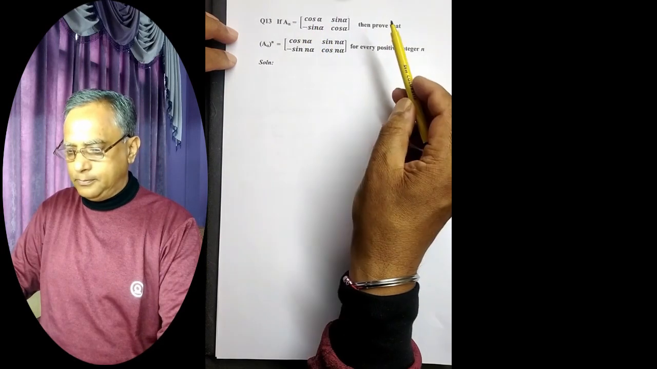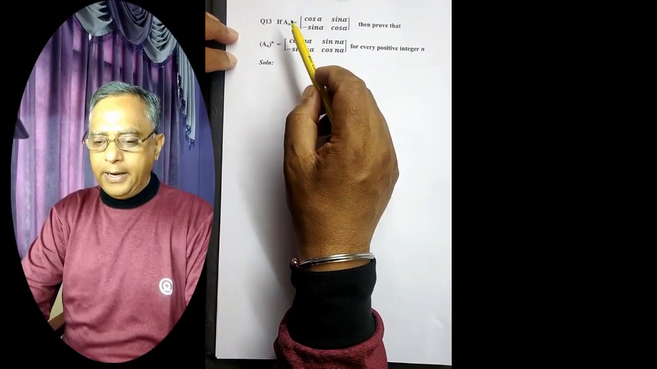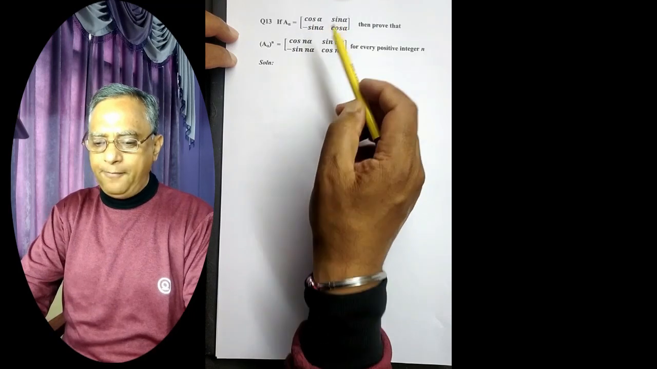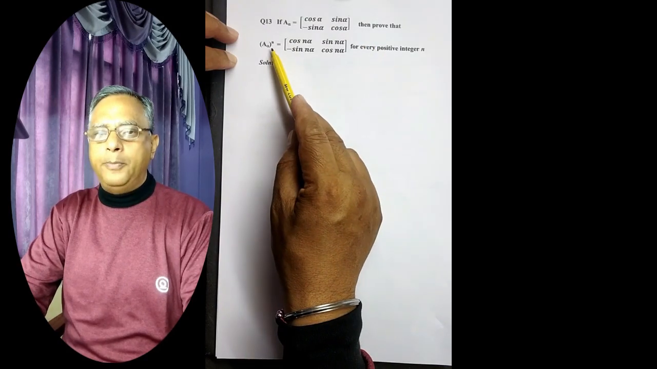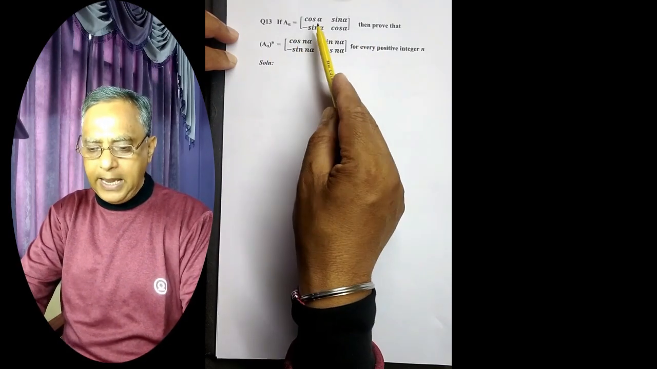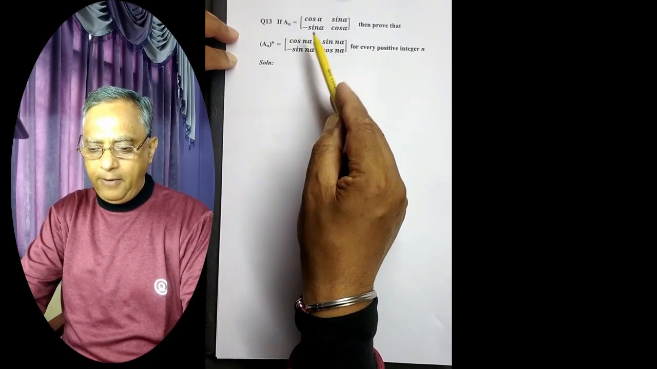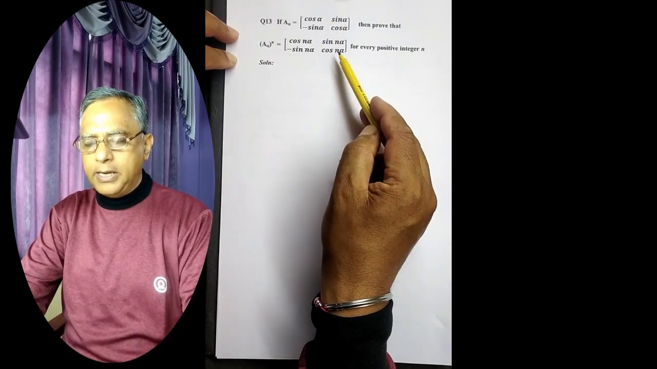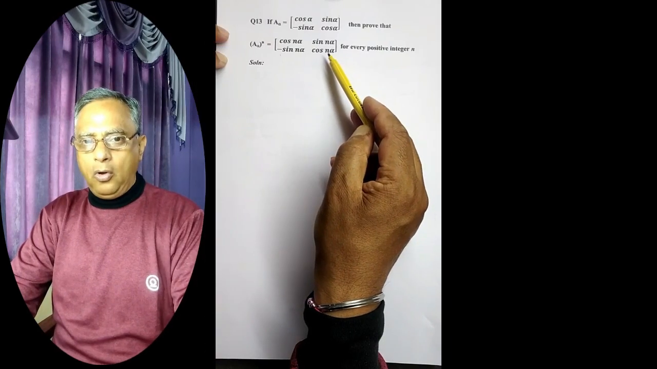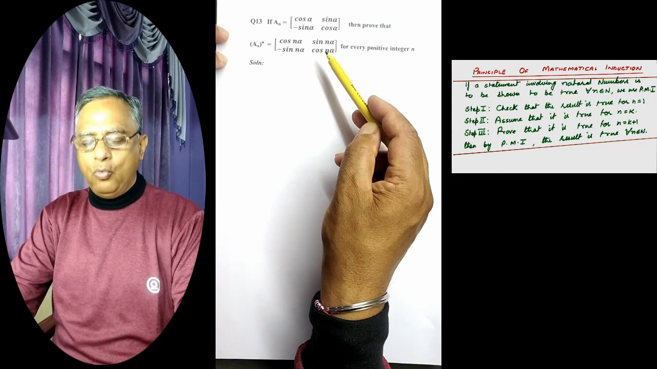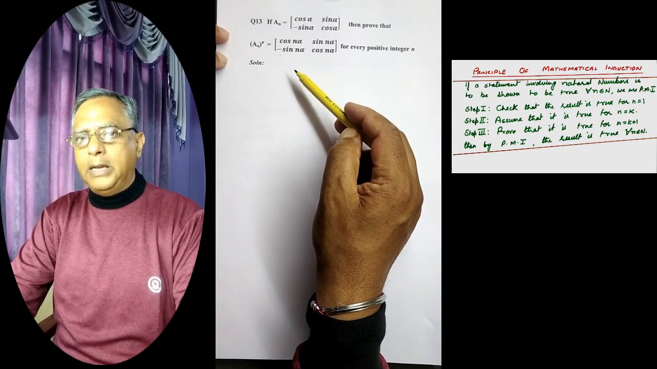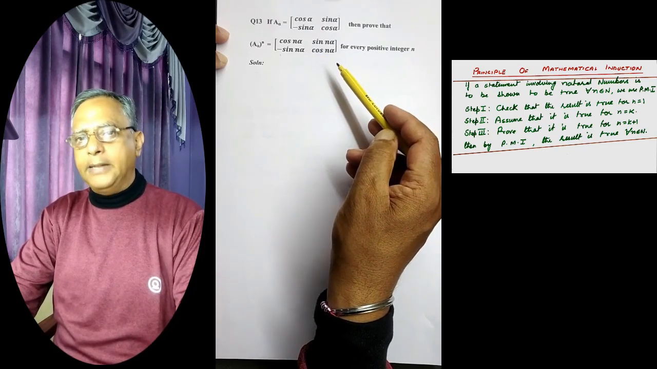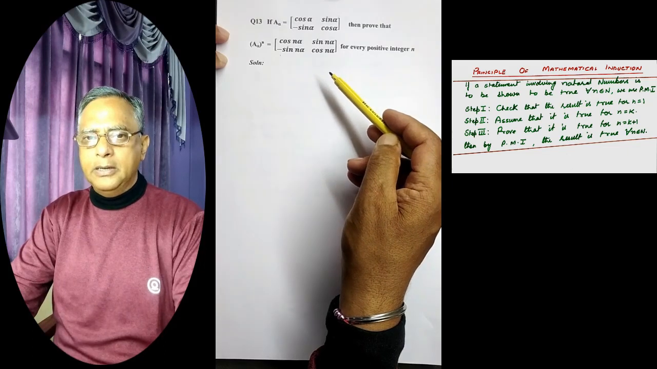Now I take up the first question based on principle of mathematical induction. We are given A alpha is cos alpha, sin alpha, minus sin alpha, cos alpha. And we have to prove that A alpha to the power of n is cos n alpha, sin n alpha, minus sin n alpha, cos n alpha. Now, in principle of mathematical induction, what we do is, first of all, we check the result for n equal to 1. Then we assume that the result is true for n equal to k and then prove the result for n equal to k plus 1.